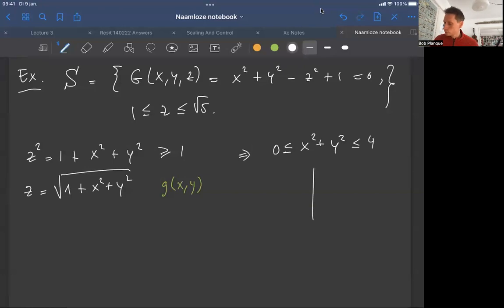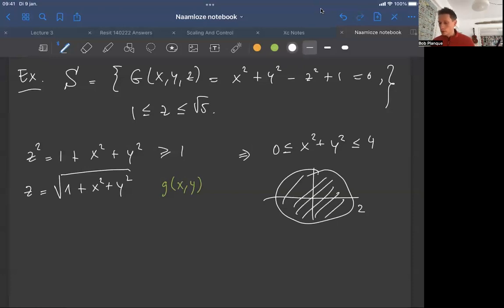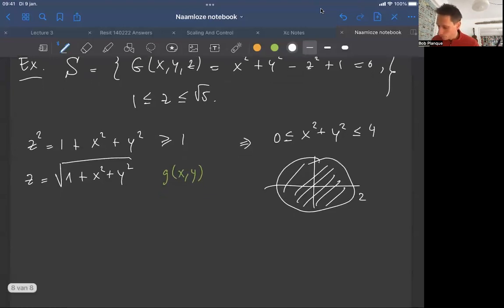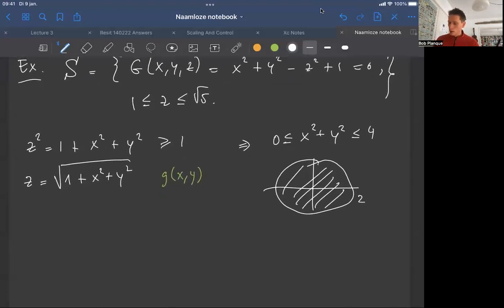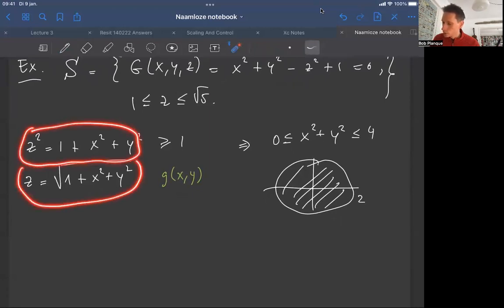And this is a circle of radius 2. That's not a very nice circle. And I can project my surface, however it looks, onto this domain in the xy plane. So we're given, you can see how we can go back and forth from this description, or even this description.